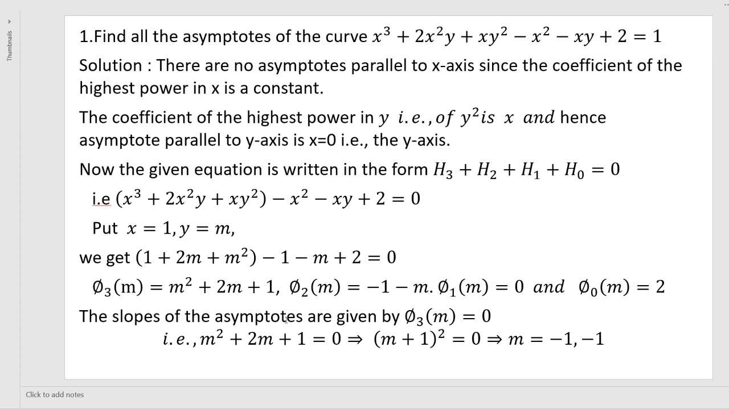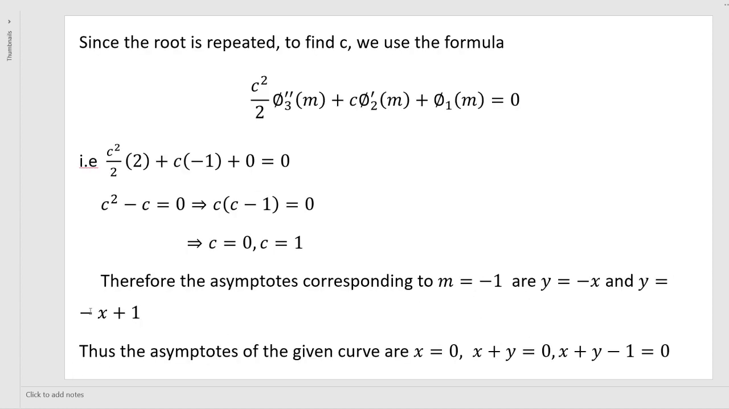The slopes of the asymptotes are given by phi 3 of m is equal to 0. That is, m square plus 2m plus 1 is equal to 0, which is nothing but m plus 1 whole square equal to 0. So m is equal to minus 1, minus 1, that is, repeated roots. If the roots are repeated, then we find the intercept using this formula: c square divided by 2 into phi 3 double dash of m, plus c into phi 2 dash of m, plus phi 1 of m is equal to 0.